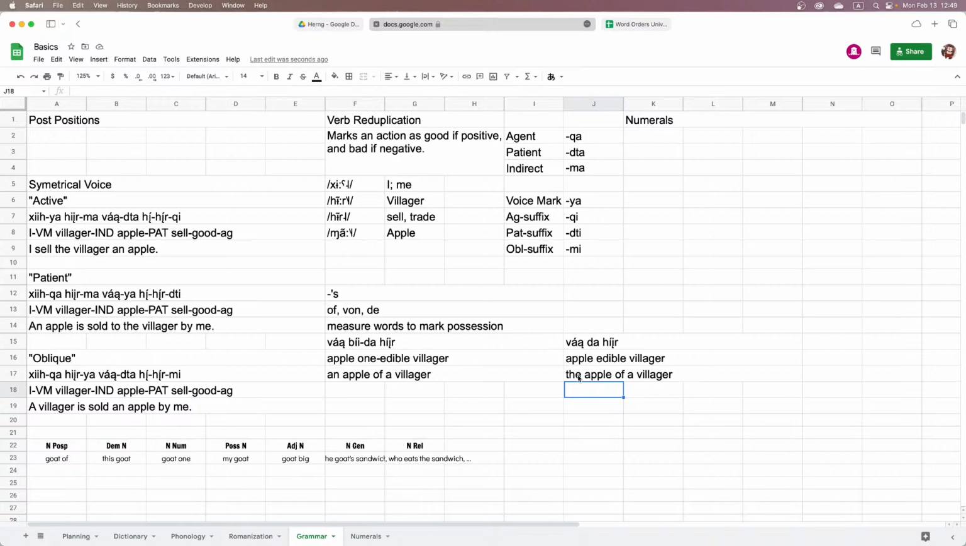So that went much quicker than I thought it would go. Yeah, I'm trying to think of cases that would make this unwieldy as well. The reason I put the villager after the measure word instead of before it is because I figured that might make it a bit unwieldy if we wanted to say 2 apples of the villager.